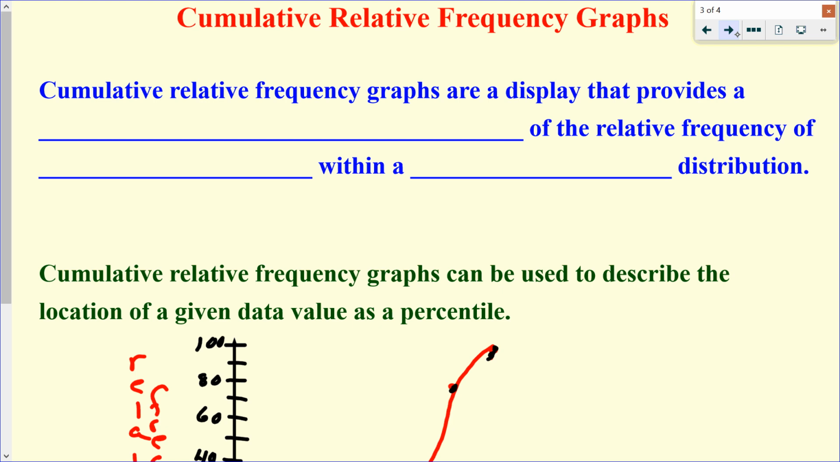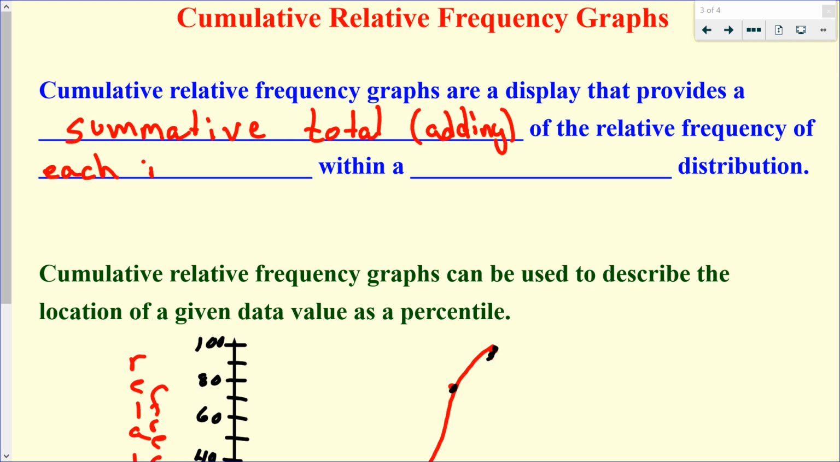Okay. So now let's talk about cumulative relative frequency graphs. A cumulative relative frequency graph is a display that provides a summative total. That means we are adding the relative frequency of each interval within a quantitative distribution.